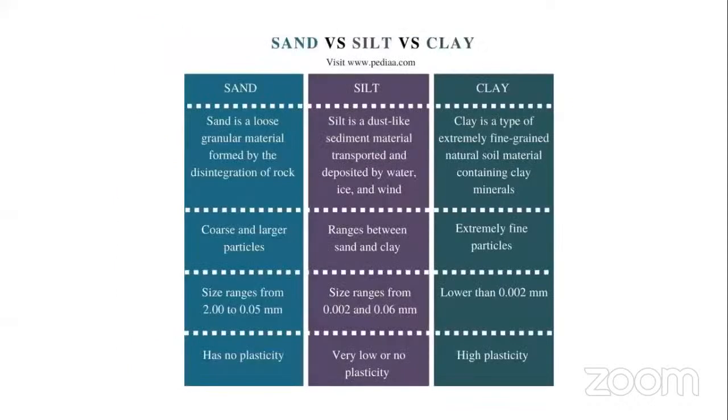Now this is the basic differentiation between sand, silt and clay. Sand is a loose granular material formed by disintegration of rock, silt is a dust-like material, and clay is an extremely fine-grained material. Sand is larger in size, and clay is the finest particle. Sand has no plasticity. I will explain later what soil plasticity is. Plasticity is the adherence of soil particles. Sand has no plasticity, silt has medium plasticity, and clay has very high plasticity.